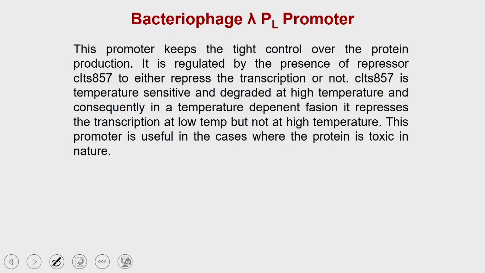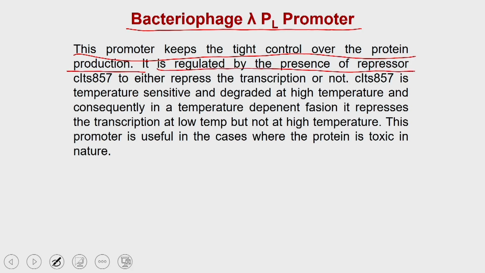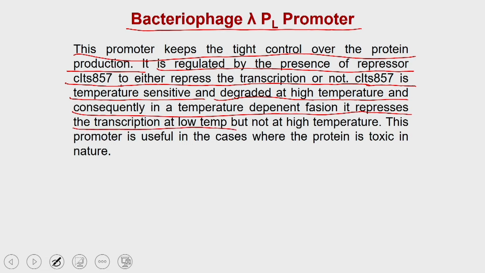Now, the second promoter that people use in the E. coli expression system is called the bacteriophage PL promoter. This promoter keeps tight control over protein production. It is regulated by the presence of a repressor called CI857 (cI857) to either repress the transcription or not. CI857 is temperature sensitive and degrades at a high temperature, and consequently, in a temperature dependent fashion, it represses the transcription at low temperature.